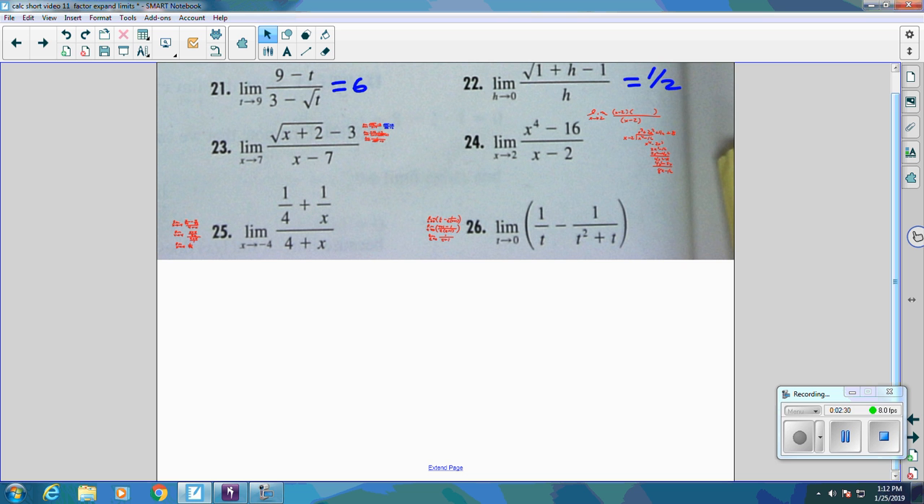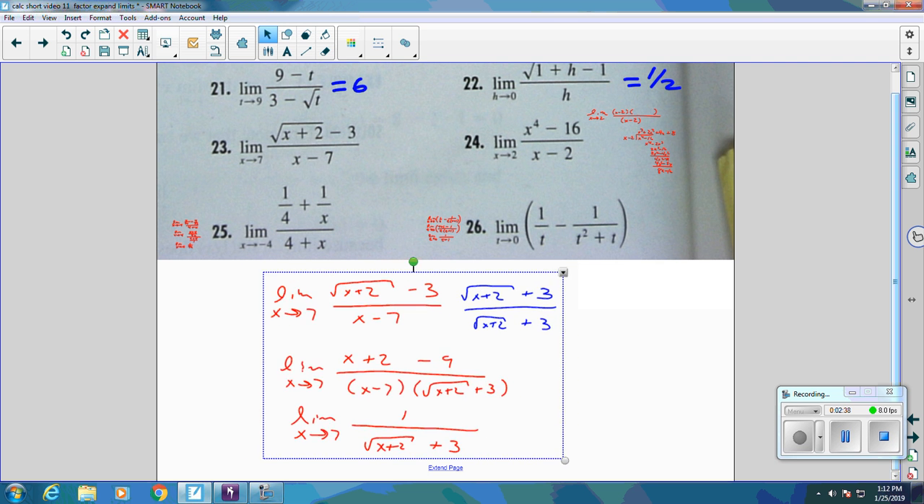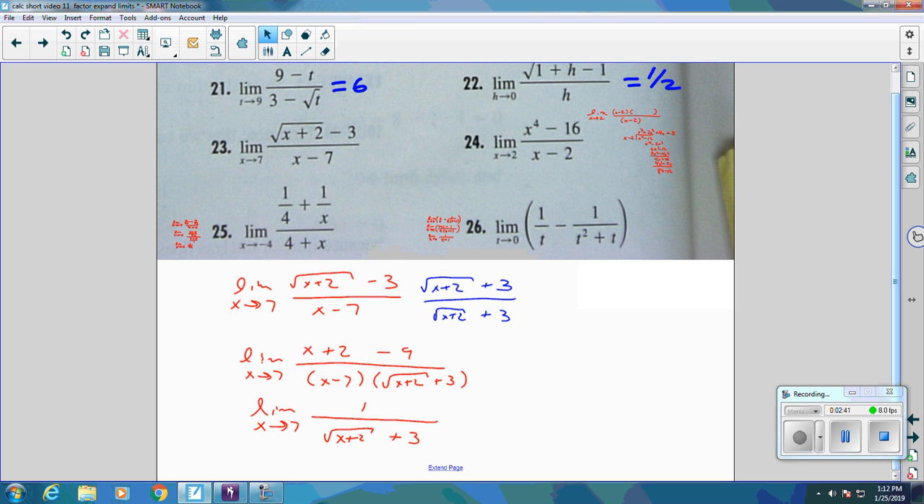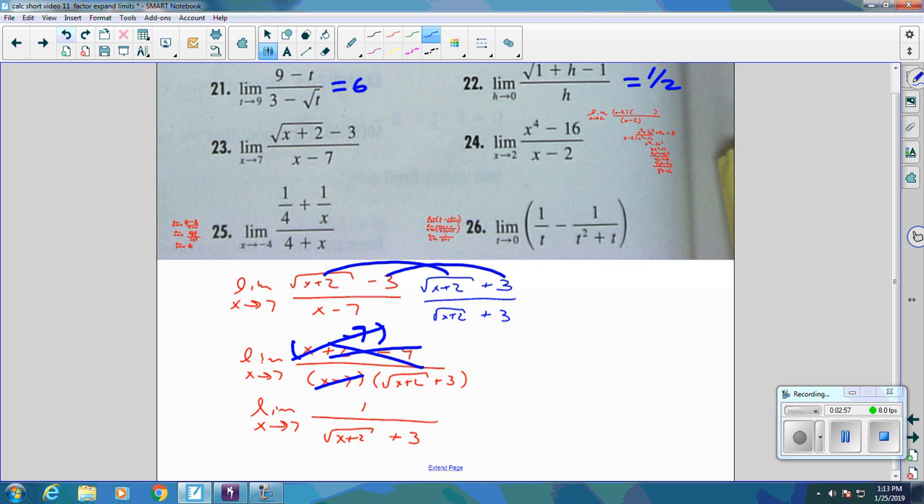Number 23, you look at it and think this has to be a conjugate probably, because you plug 7 into the denominator, it makes 0, and the top has a root. So I multiply by the conjugate, which just changes the sign, plus 3. You multiply the conjugates, a squared minus b squared, so I get x plus 2 minus 9, which means x minus 7. And x minus 7 over x minus 7 makes 1. Now we plug in the 7 for x. The square root of 9 is 3. 1 over 3 plus 3 is 1/6.